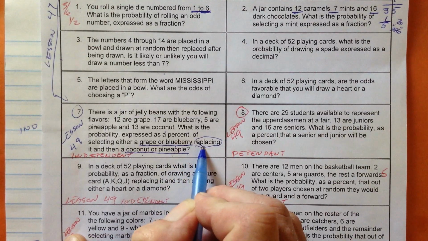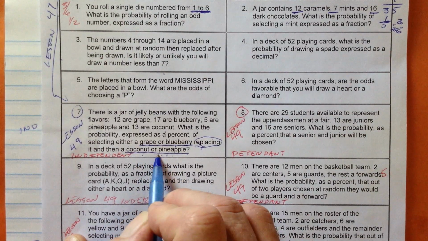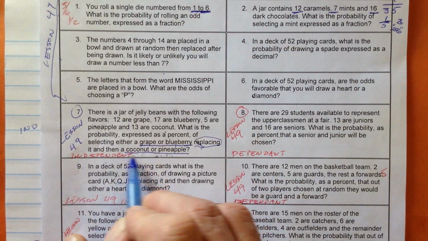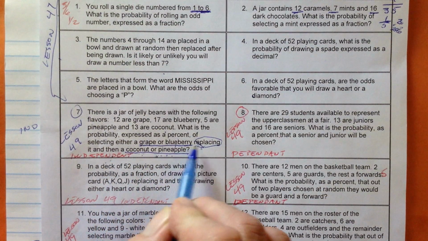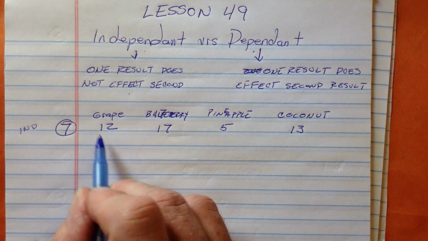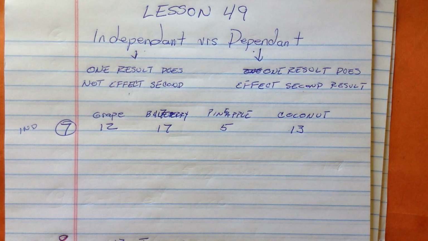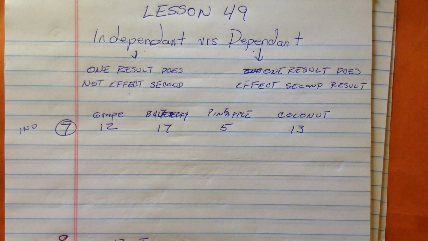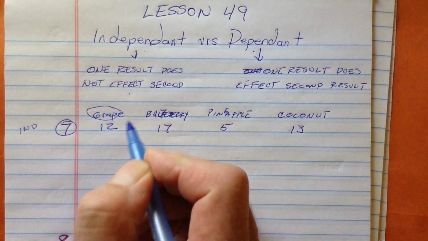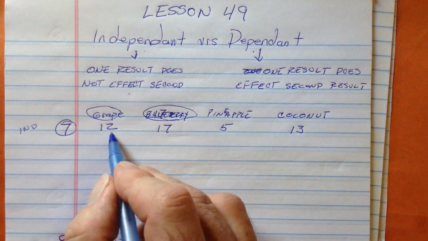Since I'm replacing the one that I pull out the first time, it's not going to change the probability. It's not going to affect the second drawing. So each drawing is independent from the other. The first one is not going to change the second since I replaced it. But how do I figure out that probability? Well, it's just like in lesson 47. You first want to set up the simple probability for the first one. It says the first drawing, a grape or a blueberry. So what's the probability as a fraction?